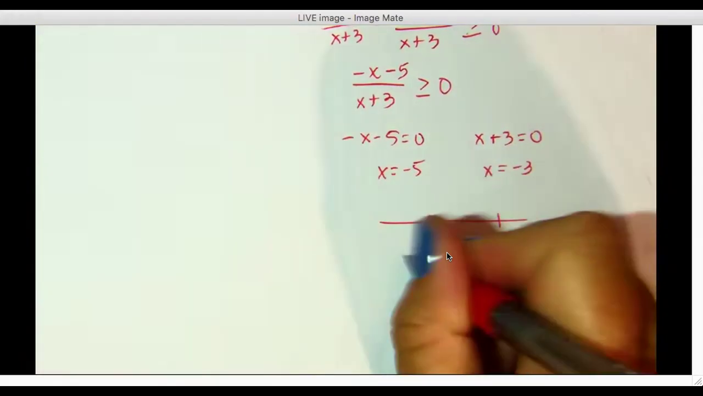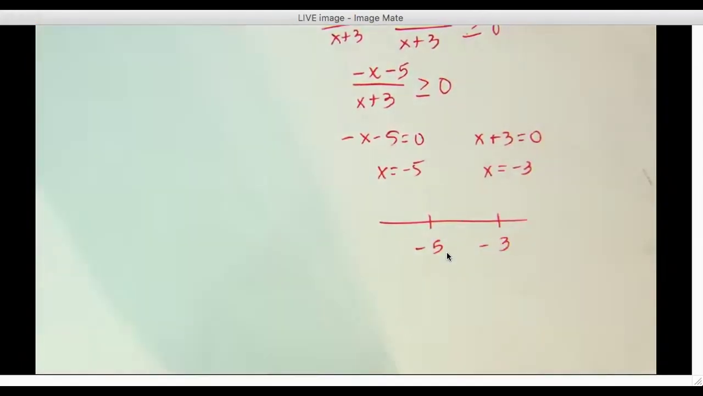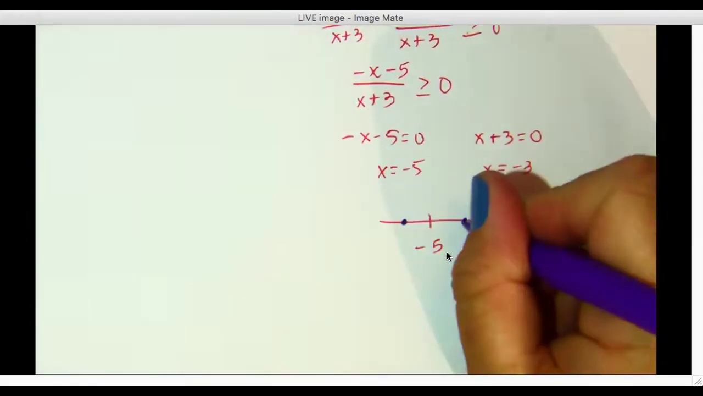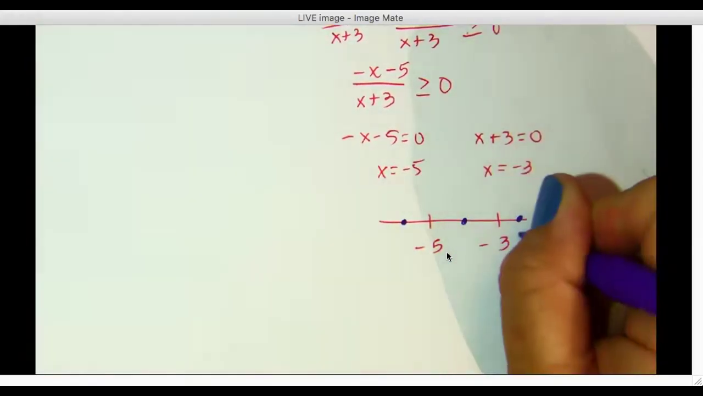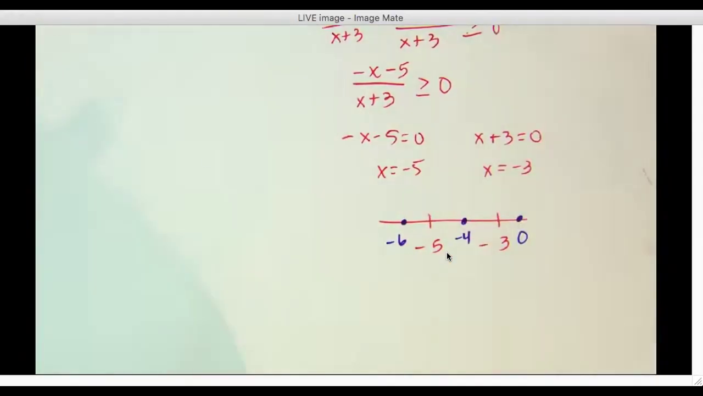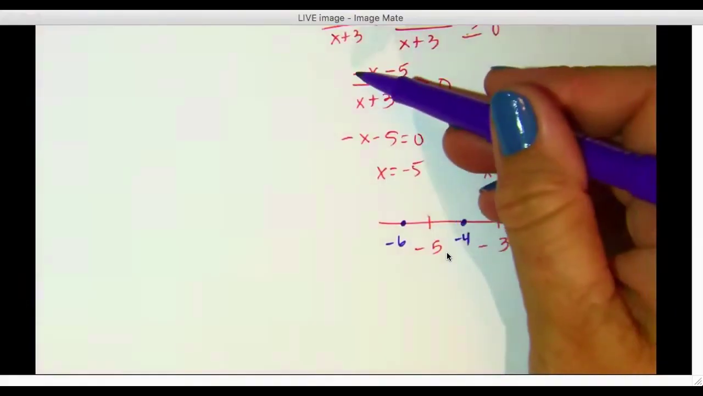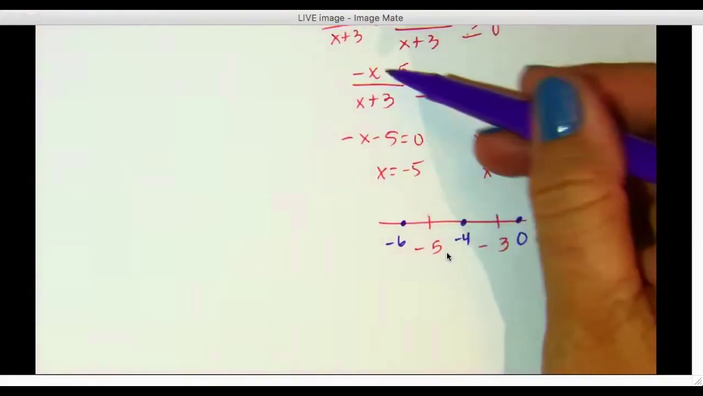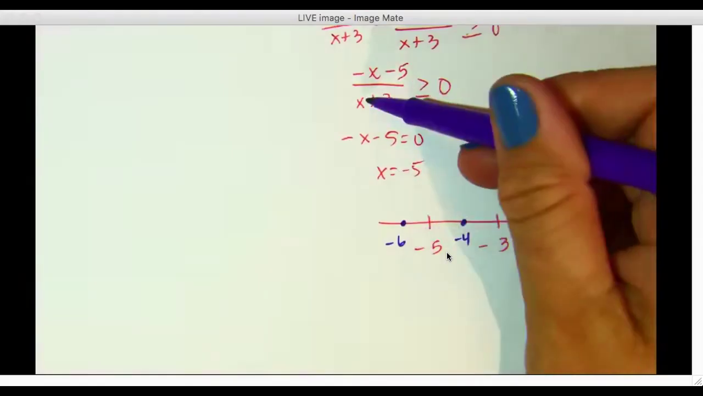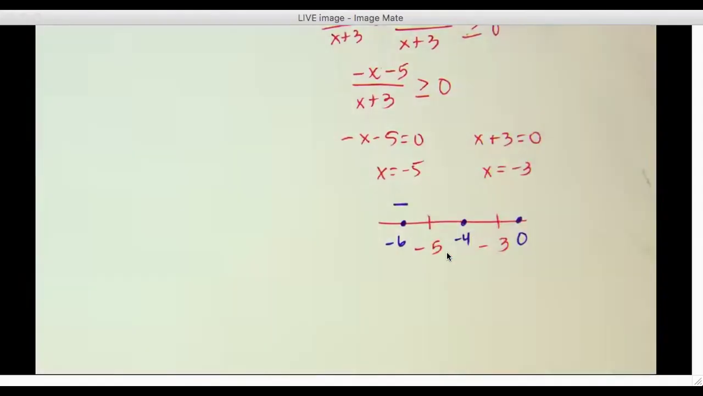Number line with each of those values. And I want to choose a test point in each interval here. I could choose 0, I could choose negative 4, and I could choose negative 6. And I want to plug those in and see whether they are positive or negative. Plugging in negative 6, negative times a negative is positive 6. Positive 6 minus 5 is positive. Negative 6 plus 3, that's negative. So a positive divided by a negative is a negative.